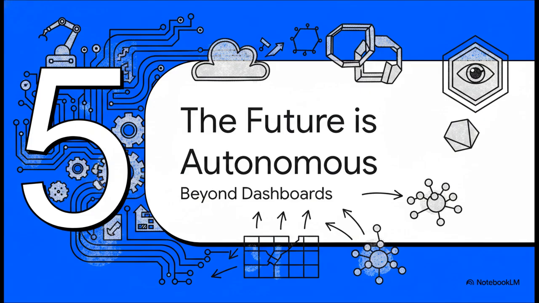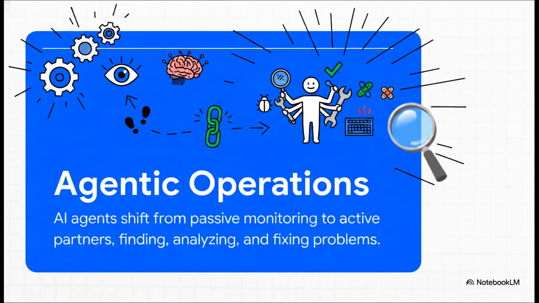So all of this innovation, the new tech, the new business models, it's all building toward the next epoch of operations, a future that is truly autonomous. The future is not about engineers just staring at dashboards all day. It's about what we're calling agentic operations. This is the shift from passive monitoring to active operational partners. We're talking about AI agents that don't just find problems. They analyze root causes, they suggest fixes, and in some cases, they can even autonomously execute the scripts to fix it.